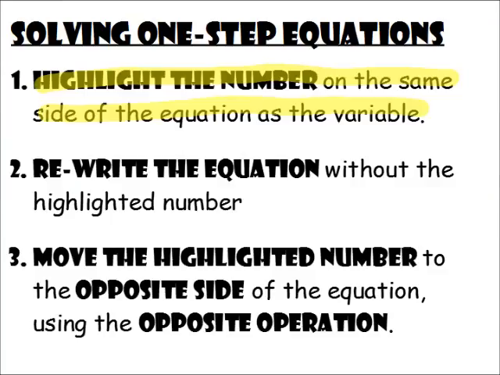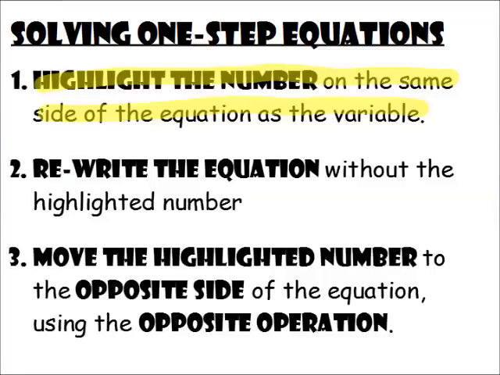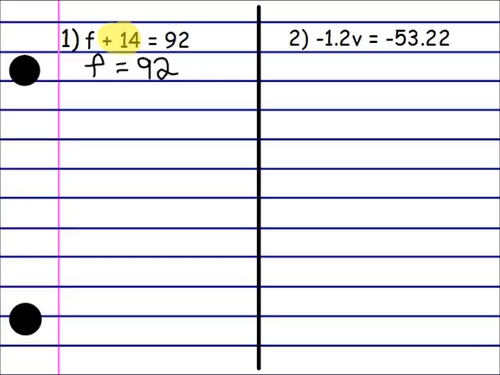Now we're going to rewrite the equation without that highlighted number. So we have f. We're going to skip over the plus 14, and we have 92. But f doesn't equal 92. We still have one more step. We need to move the highlighted number to the opposite side of the equation, which means the other side of the equal sign, using the opposite operation. So what operation did we originally have? Originally, we had plus 14. So we're going to do the opposite, which will be minus 14.